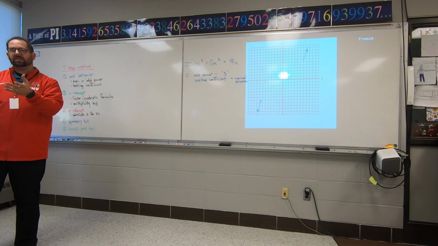That's step one. That was just step one. Even or odd powers tell me where the tails face. If it's an even graph, the tails face the same direction. If it's odd, they face opposite. And if the leading number is positive, they face the normal directions, either up, to the right, that type of thing.